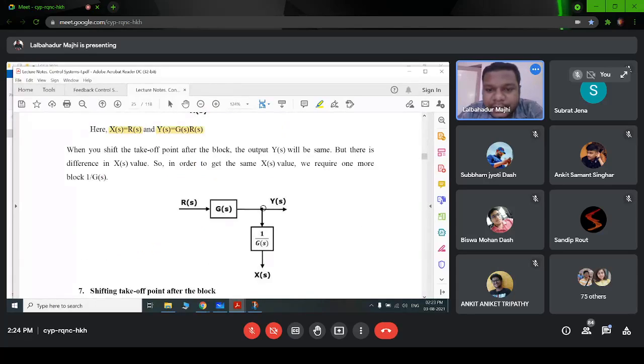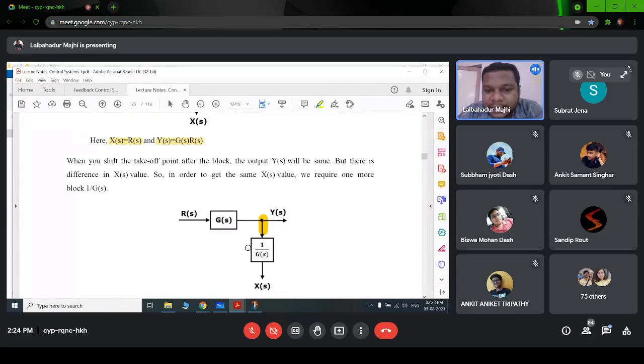Right. So we have to shift this takeoff point to here. So then that means we have to add a 1 by g of s. So suppose there is no 1 by g of s. Just forget that there is this 1 by g of s. Only we have this one. We have shifted this takeoff point.